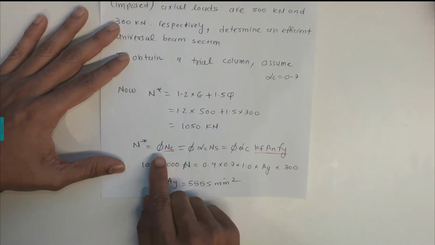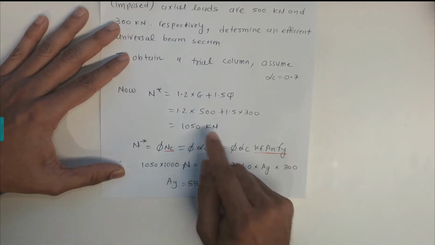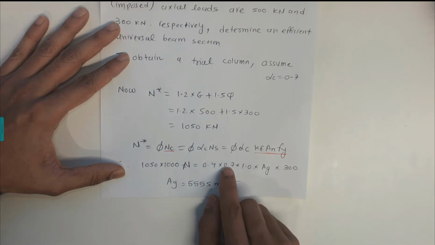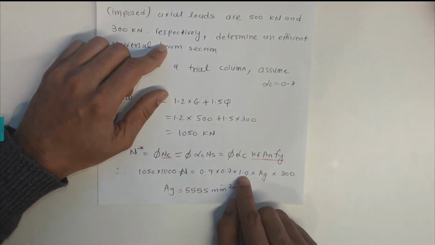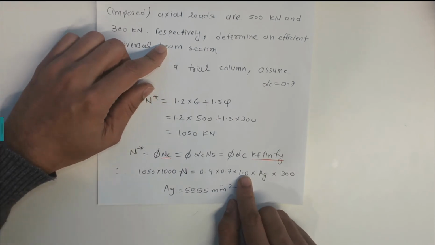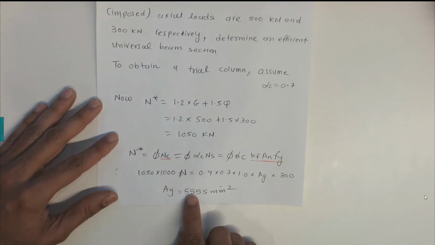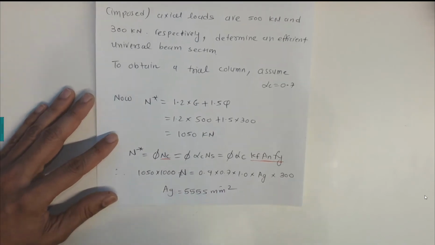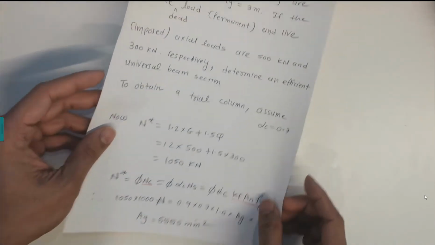We substitute the values. N star is 1050 times 1000 to convert into newtons, equal to 0.9 times alpha C, which we assume 0.7, times KF, which we take as 1, just as an assumption, times the gross area, which we need to calculate, times FY. The gross area we calculated is 5550 millimeter square.